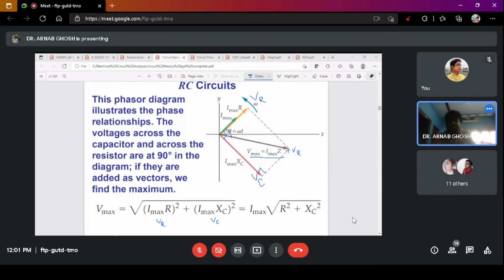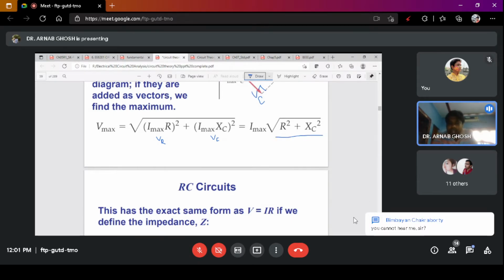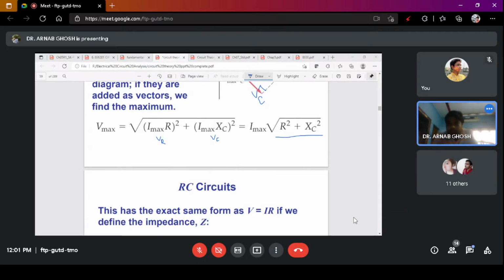Okay, so now you are getting this as Imax into root over R square plus X square. And what is R square plus X square? This we define as the impedance. Biman, the voice was cracking a bit. I wasn't able to clearly hear you. Okay, okay.